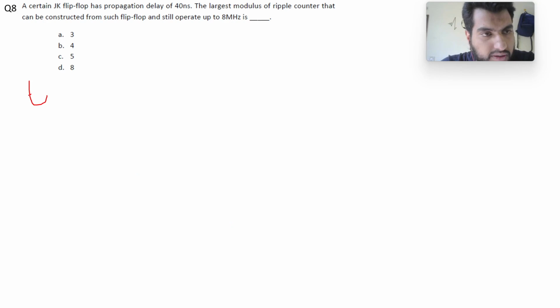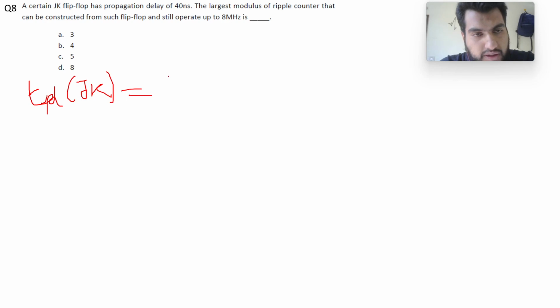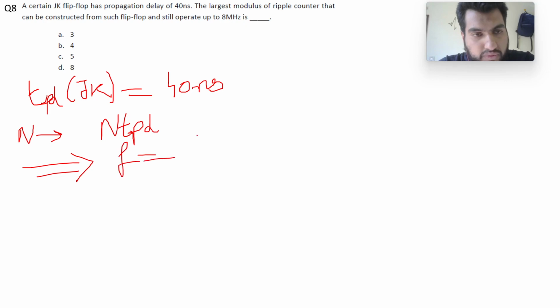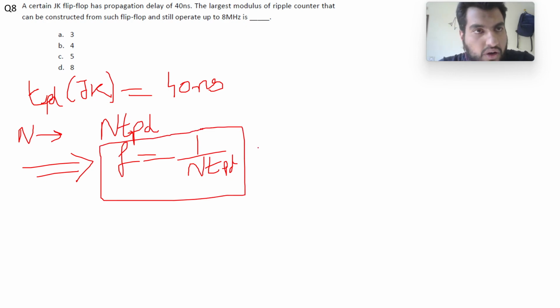So we are given that the propagation delay of a JK flip-flop is 40 nanoseconds, and we know that for a mod-n ripple counter, the overall propagation delay is N times tPD, and the frequency is simply f equal to 1 by N tPD. So the condition imposed on us is: what is the largest modulus we can construct that will be operating at 8 megahertz. So f is equal to 8 megahertz.